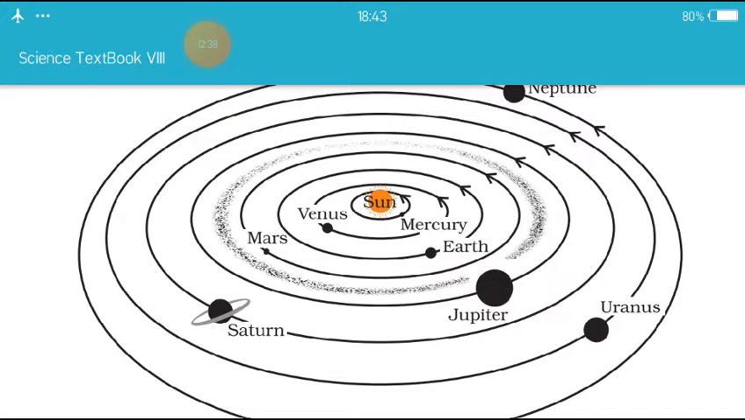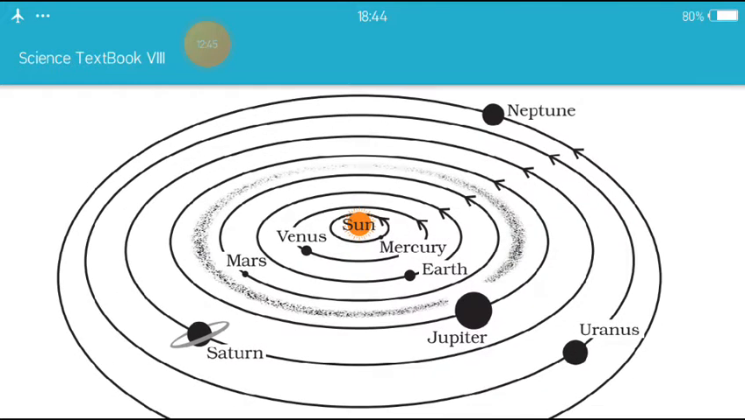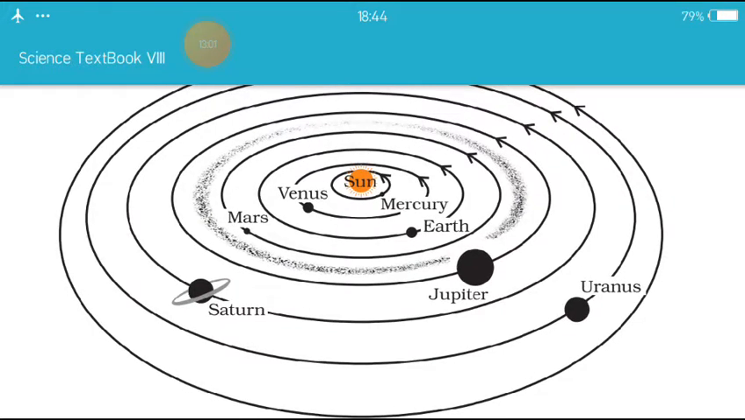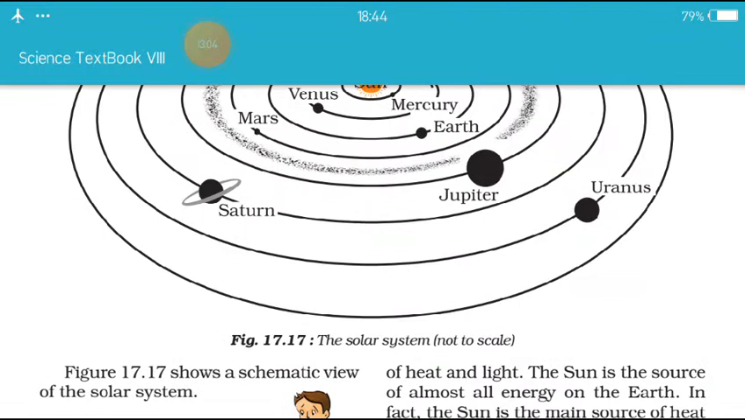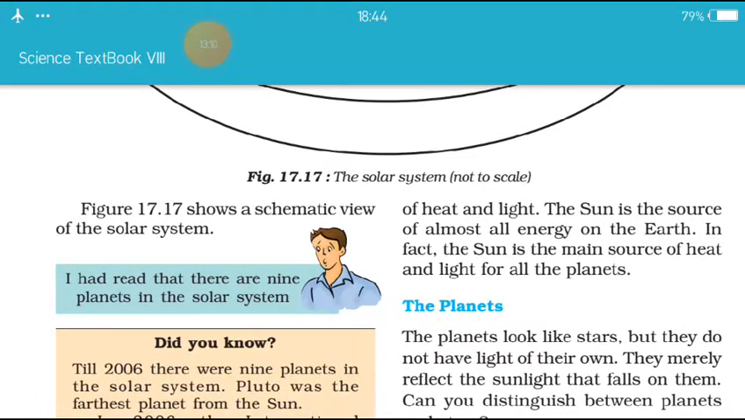Draw the labelled diagram of the solar system in your class work. In the middle we have seen the biggest star, the sun. Then first orbit में Venus and Mercury, second orbit में Earth, third orbit Mars, fourth orbit Jupiter, sixth orbit Saturn and seventh orbit Uranus. Figure 17.17 shows a schematic view of the solar system.